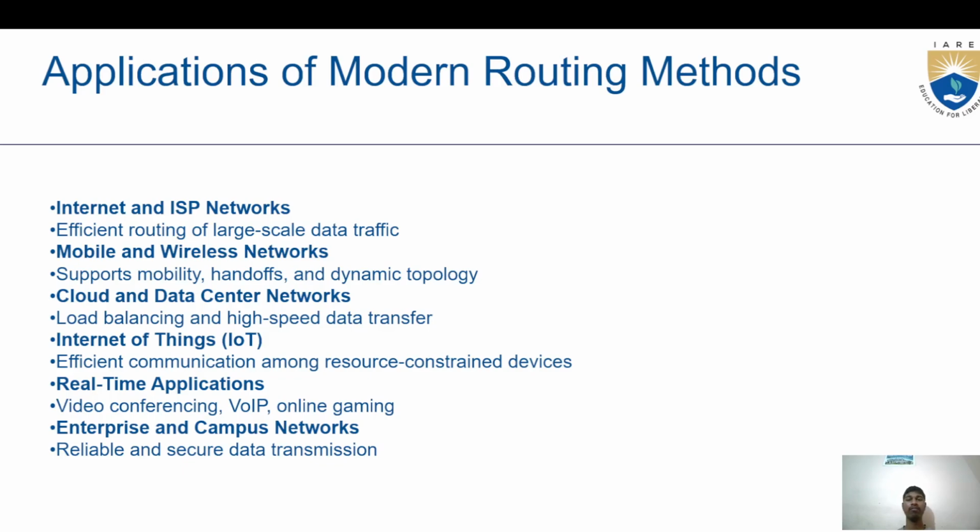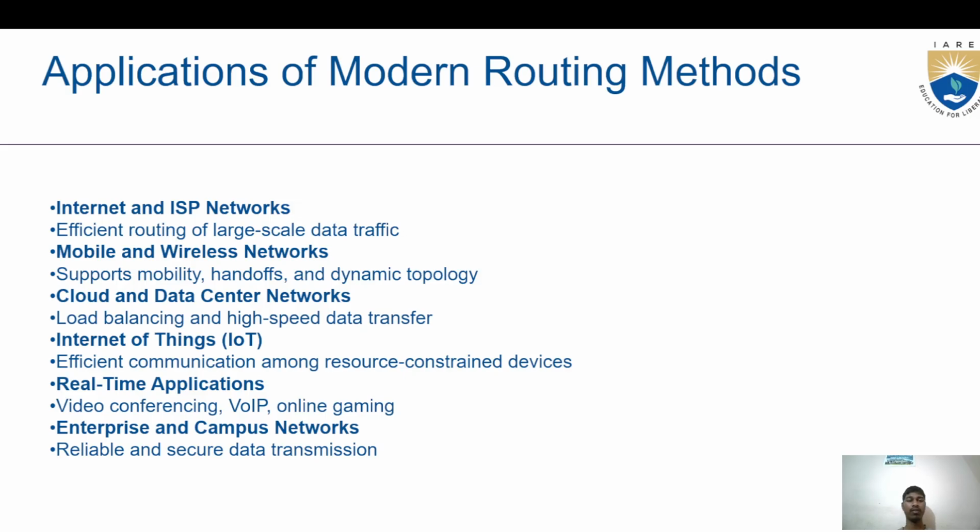Applications of modern routing methods. Internet and ISP network: very efficient routing of large-scale data traffic. Like in the traditional method, there used to be a lot of data traffic, but now in this modern world, there is a company called an ISP, an Internet Service Provider, which takes care of providing the network to each and every one. It provides a network through satellites, through cables, and so on.